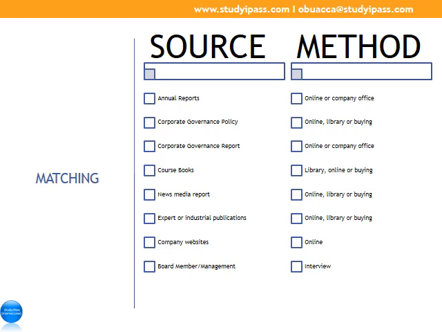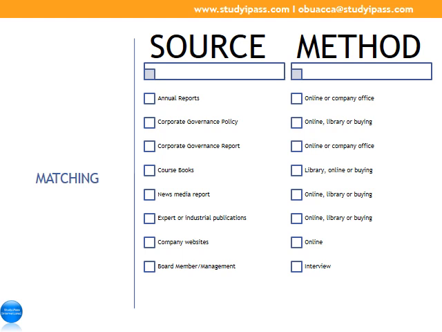Okay, so annual report, you need to use online or Companies House. Corporate governance policy, online, library or buying. Corporate governance report, online or Companies House. Course books, library, online or buying. News media report, online, library or buying. Expert or industry publication, online, library or buying. Company website, online. Board member or management interview.